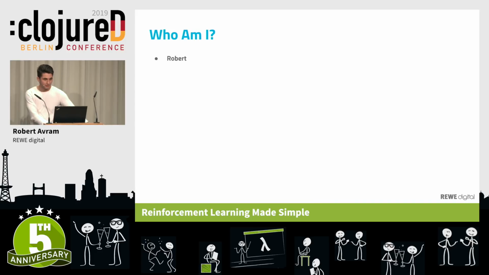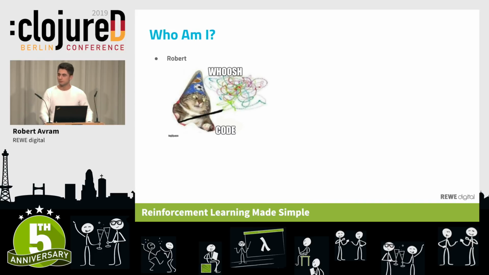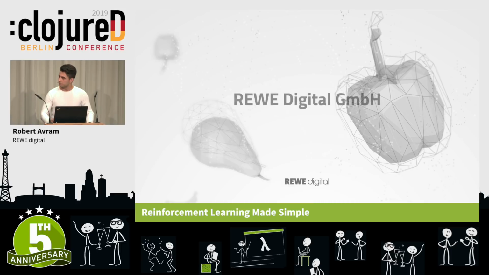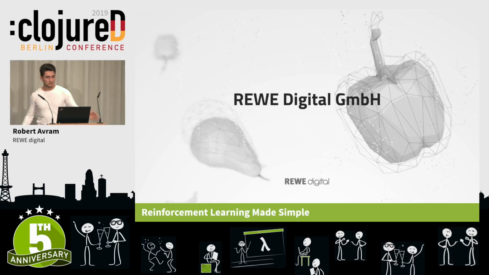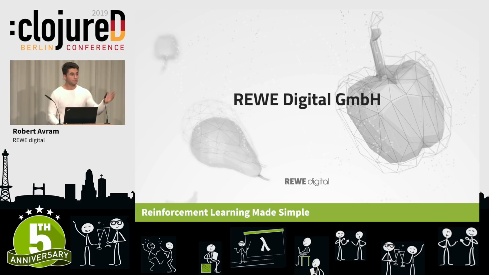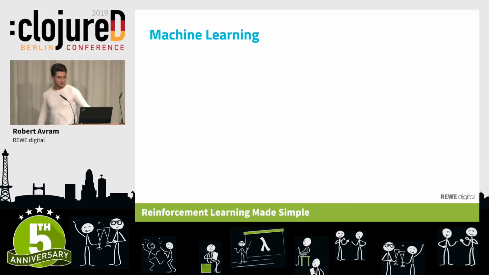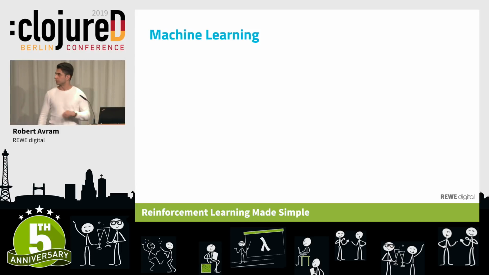My name is Robert. As Martin said, I'm one of those software engineer people. I work for this company called River Digital. We do e-commerce at a fairly large scale, and we do some of it in Clojure, which makes me particularly happy. But the reason I'm here today is because I'd like to talk to you about machine learning a bit.